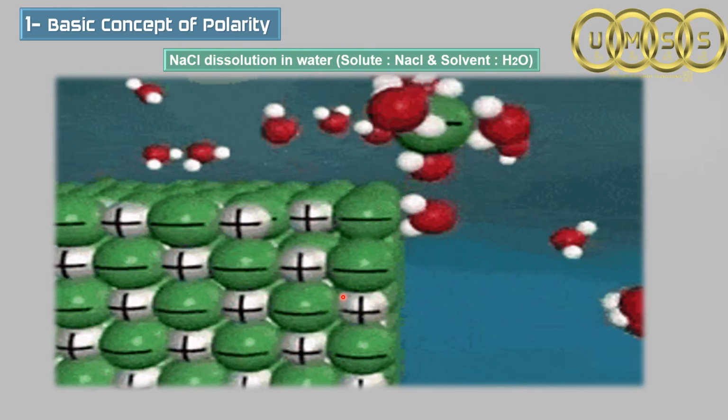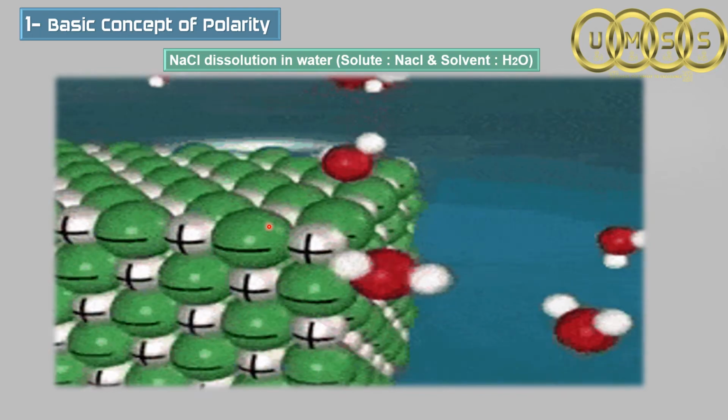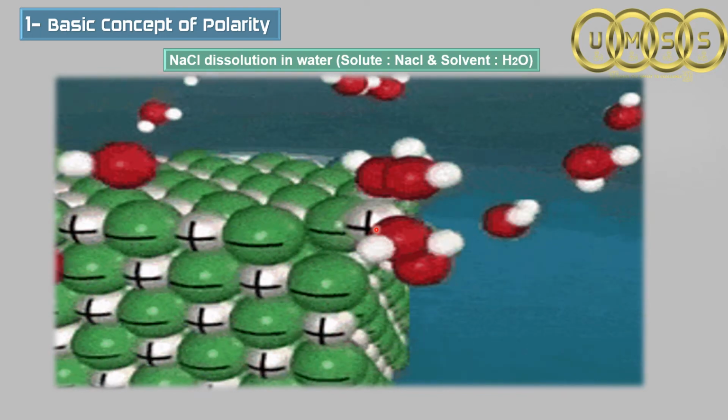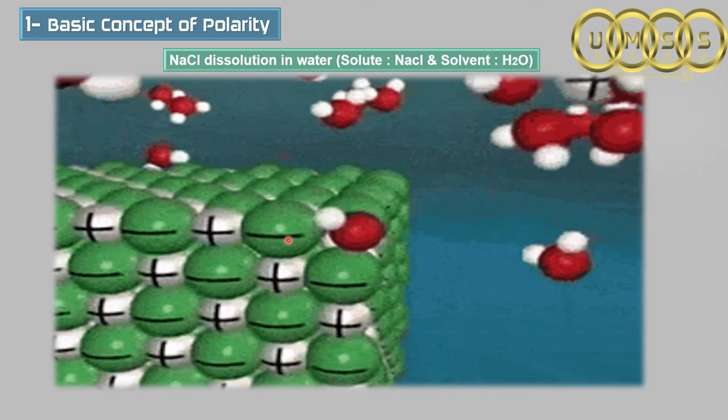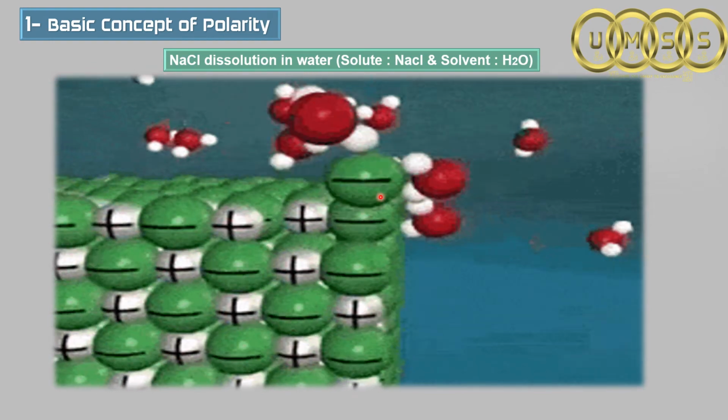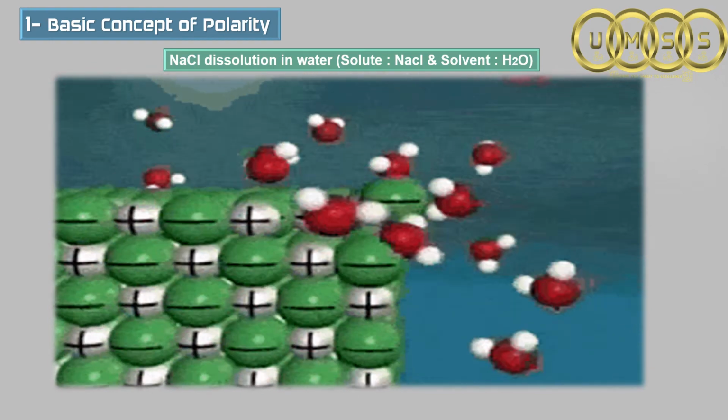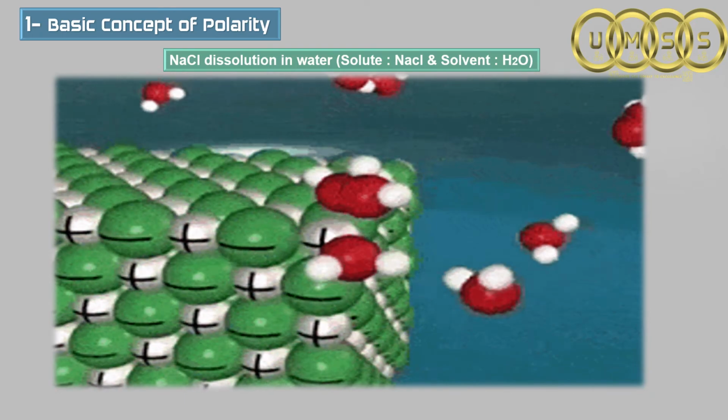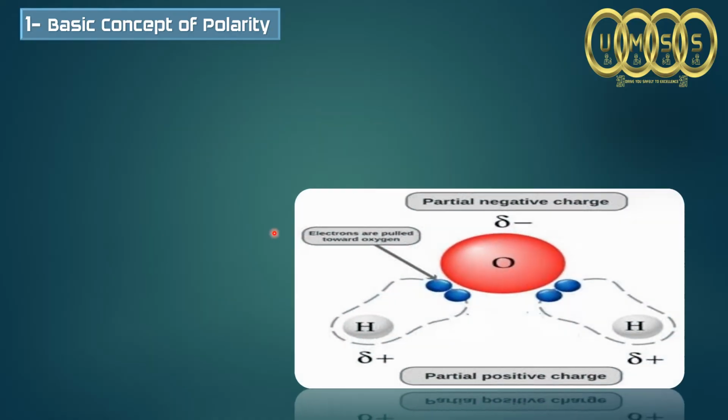Sodium ions are pulled by negative poles of water molecules, and chloride ions are pulled by positive poles of water molecules. So, let's explain the reason for water molecule polarity. In water molecules, the electronegativity of oxygen is 3.5 and for hydrogen is 2.1. So the electronegativity difference will be equal to 1.4.